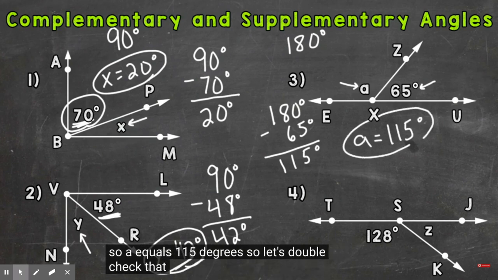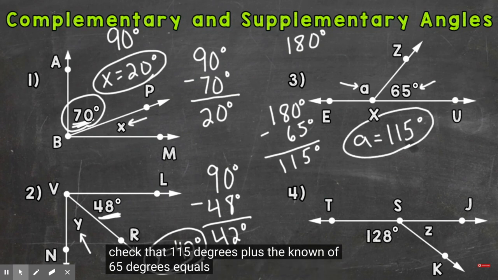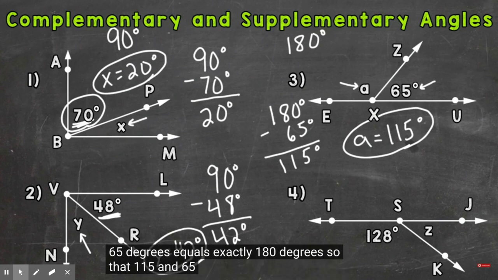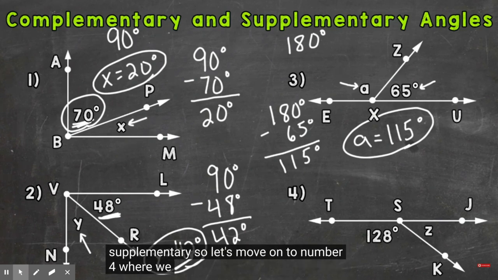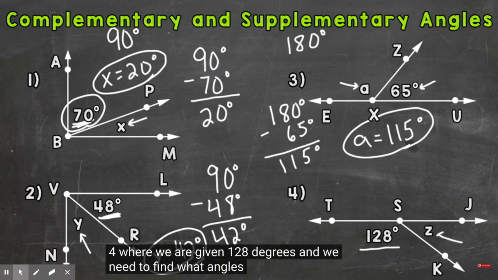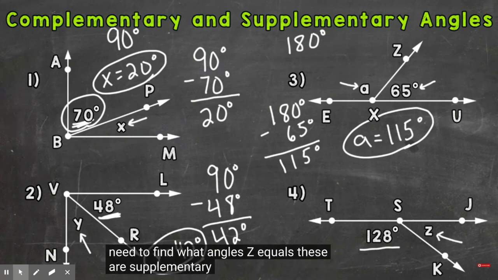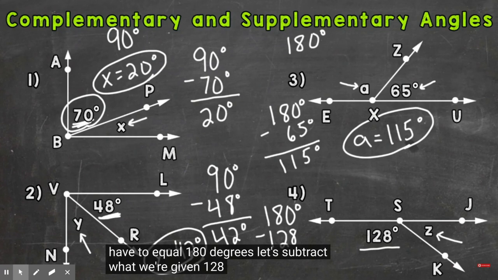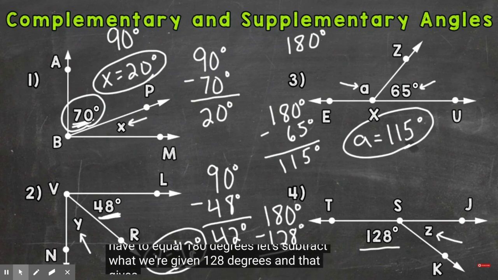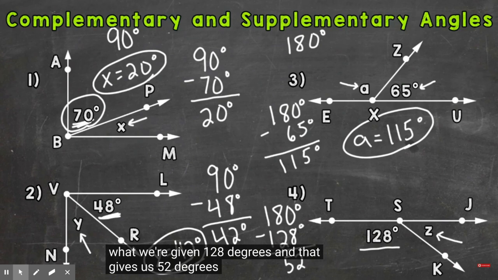So let's double check that 115 degrees plus the known of 65 degrees equals exactly 180 degrees, so that 115 and 65 degree angle are supplementary. So let's move on to number 4, where we are given 128 degrees, and we need to find what angle Z equals. These are supplementary angles, so we know they have to equal 180 degrees. Let's subtract what we're given, 128 degrees, and that gives us 52 degrees.